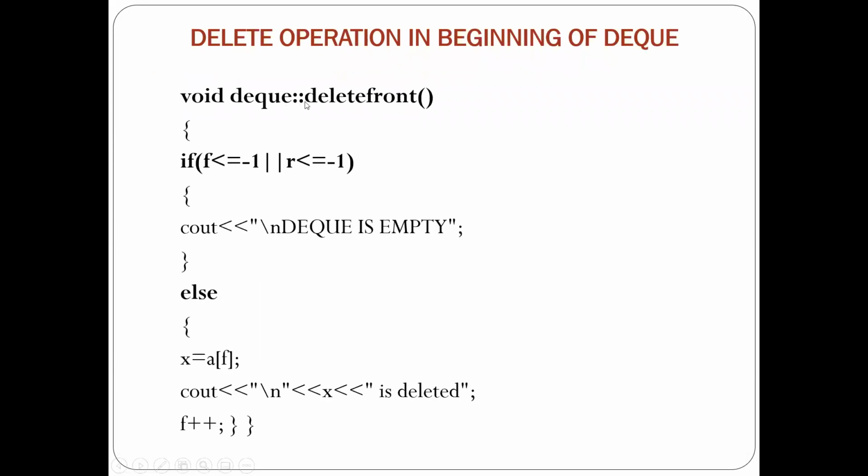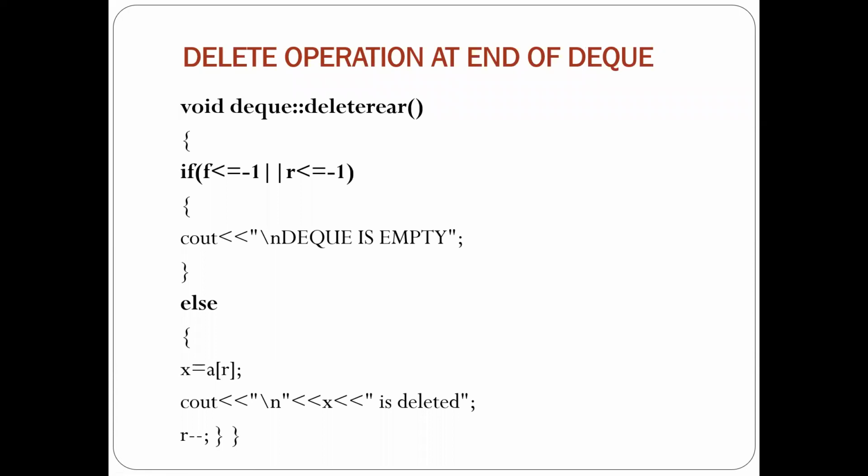Then in case of the deletion also, now we can implement 2 operations, delete from the front end and delete from the rear end. This is delete front, which is again exactly similar to the delete operation of the linear queue. What we have to do here, whatever element is present at the front end, we have to take out in another variable. We have to print that element, and then front we have to increment, that is F++. So this is the same operation.